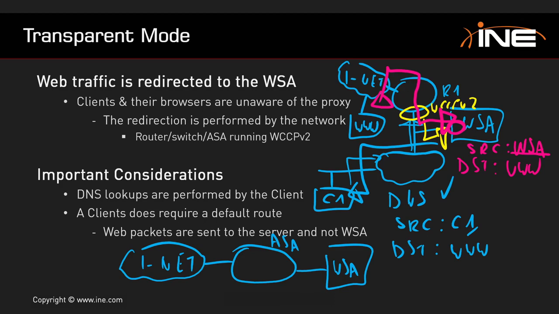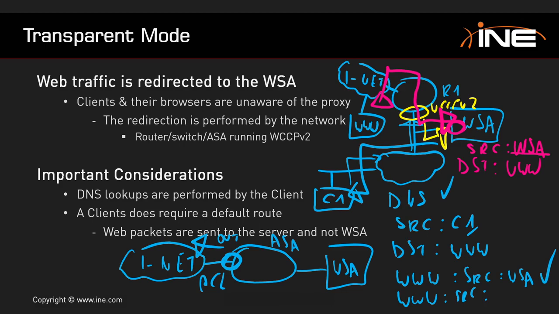What you would also normally want to do, especially with transparent redirection, is to configure the firewall, its outside interface, outside access list, to only allow web communication from the proxy, versus all other web communication, so communication with any source, you would want to block, not allow, just block.